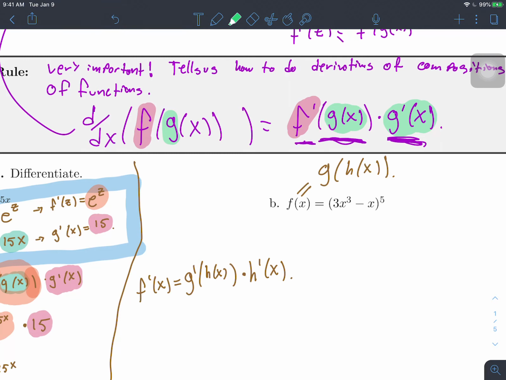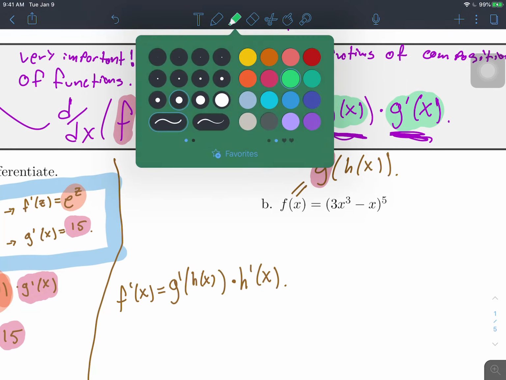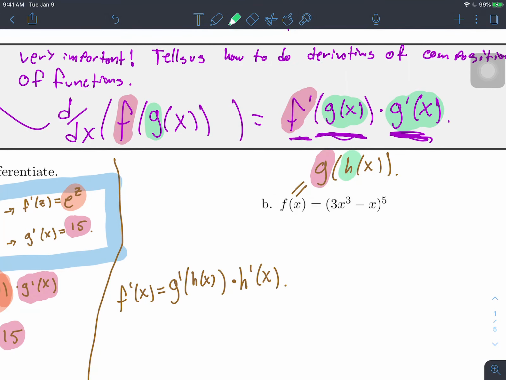Okay? So I don't want you guys to attach this rule to the letters too much. What I want you guys to think of is in terms of outside and inside functions. Okay? So in our case, we had g as the outside function. That's why I'm color coding it with red, because it's taking the place of f in my gray box. And the inside function was h, which is why I'm color coding it with green. It's taking the place of g in our original function.